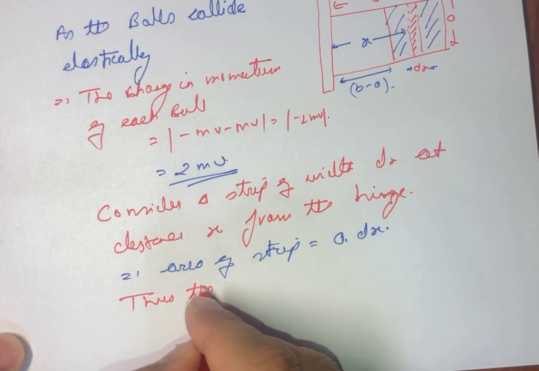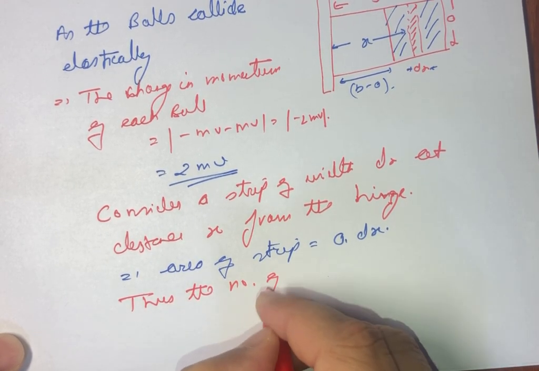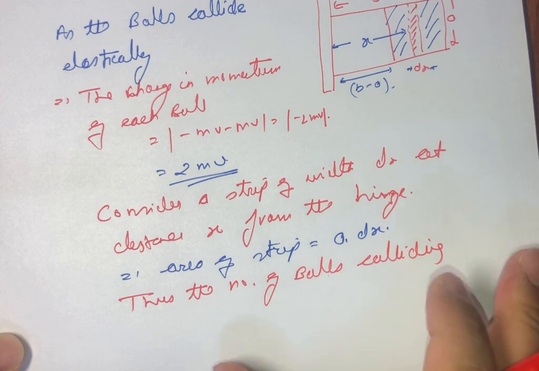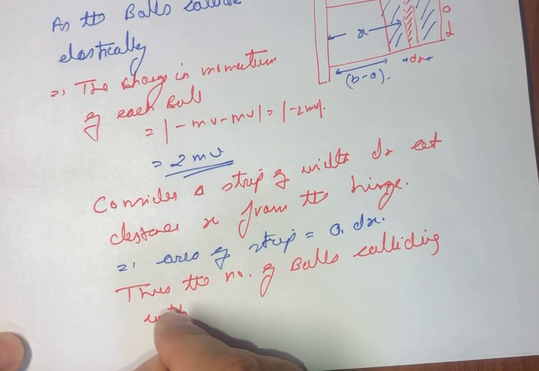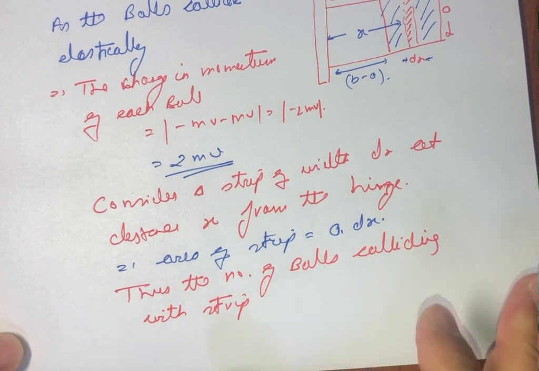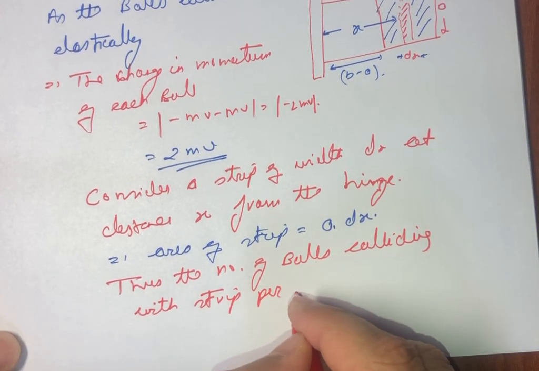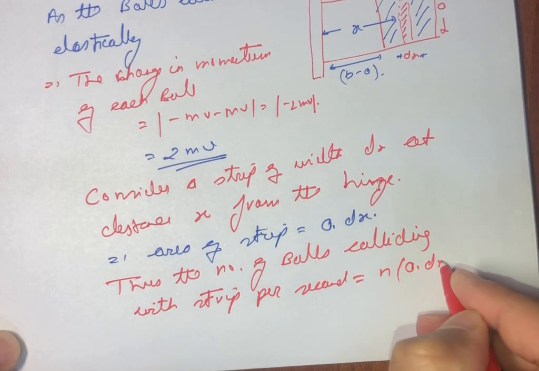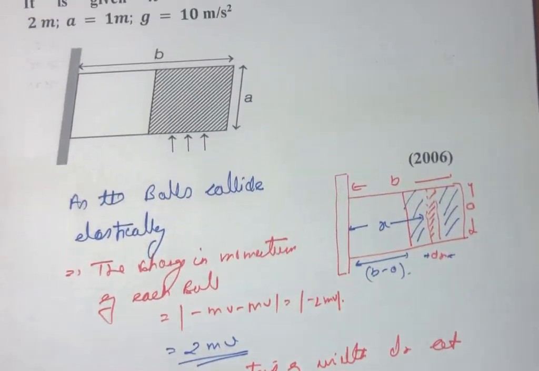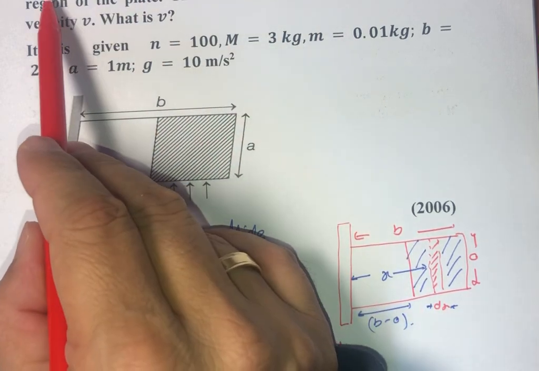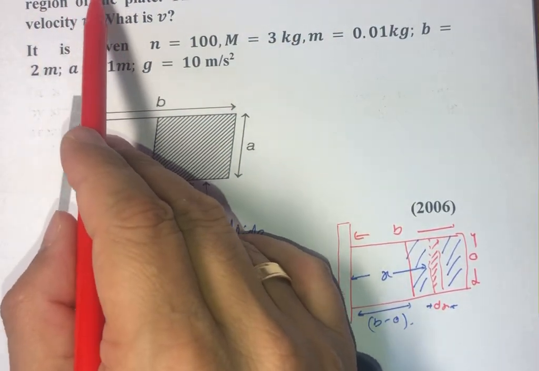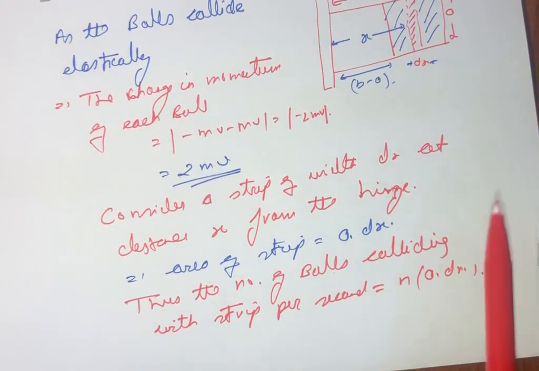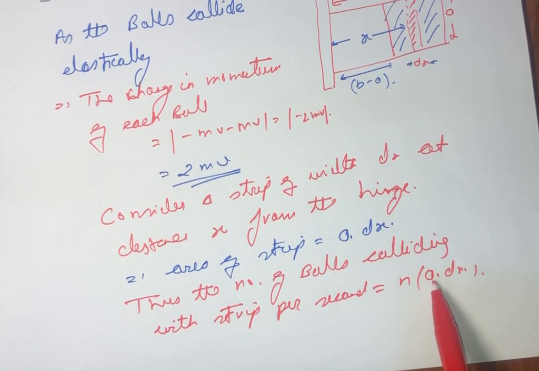Thus, the number of balls colliding with the strip per second will be equal to n multiplied by its area. Okay, because it is given they are striking per unit area per unit time. Okay, so it means for the total area a dx, the number of balls will be n multiplied by a dx.